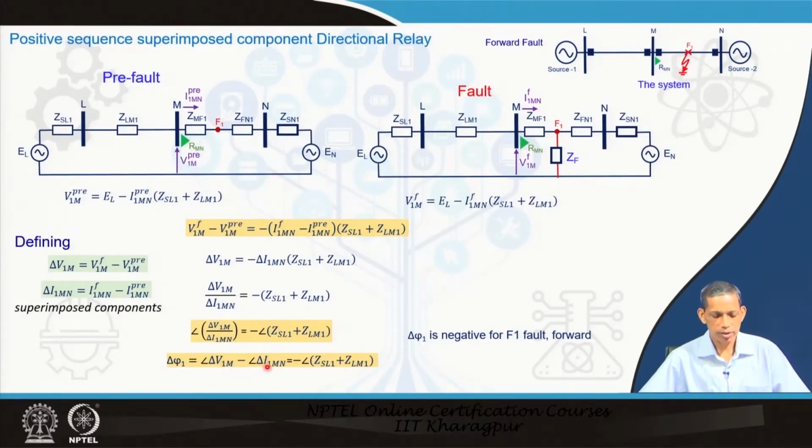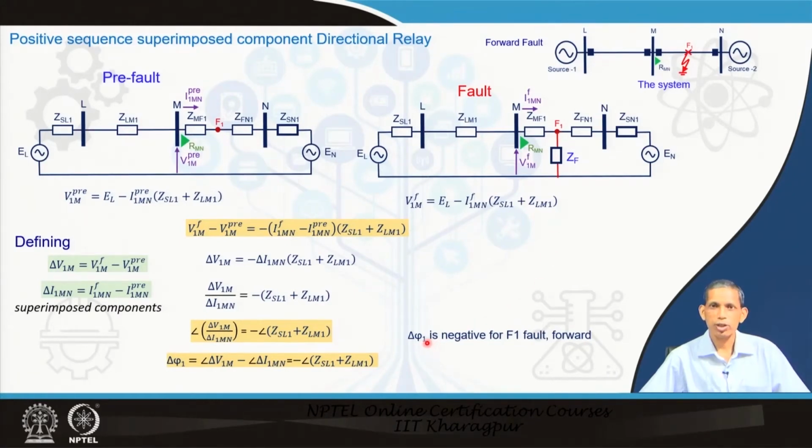This angle difference delta phi 1 equals the negation of the angle of the impedance behind the relay. So, this impedance angle is always around 80 degrees or above that. Therefore, this is negative. That means the corresponding delta phi 1 is negative for a forward fault, that is, a fault in the forward direction.